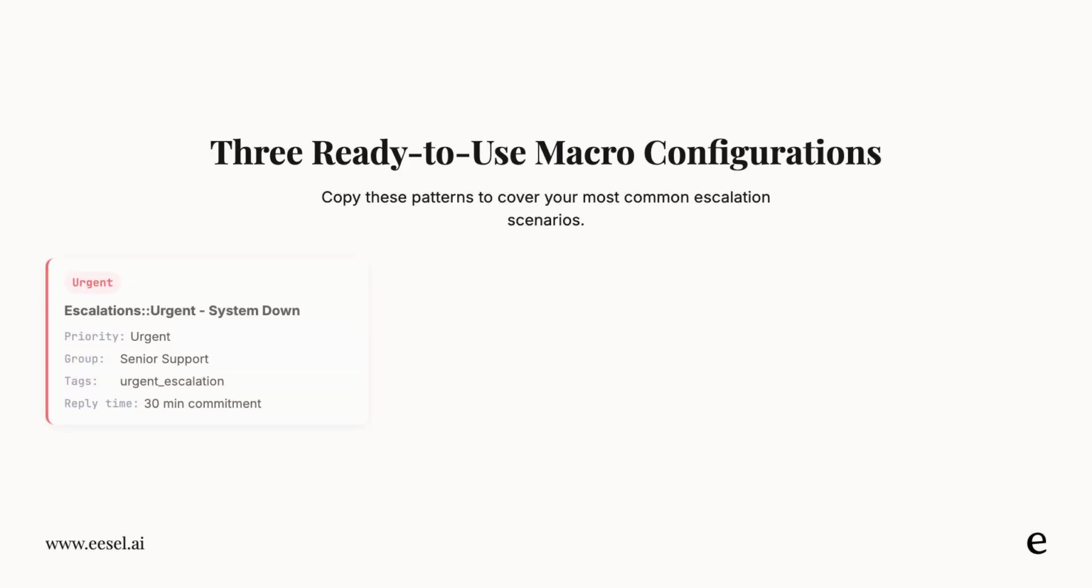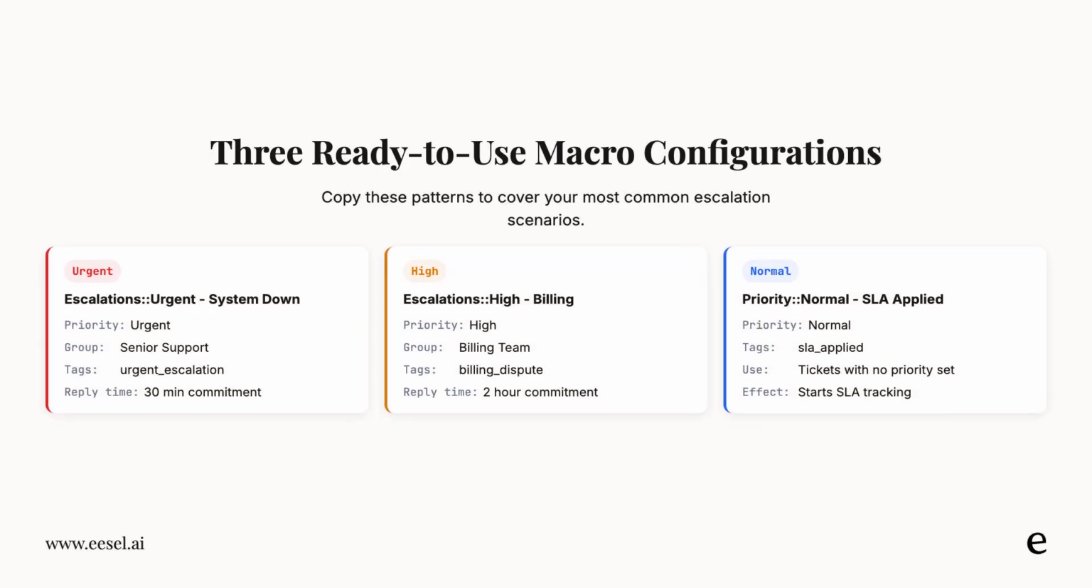Here are 3 configurations you can use right away. An urgent escalation macro for critical system failures routes to senior support with a 30-minute commitment. A billing macro marks issues as high and sends them to your billing team with a 2-hour window. A normal SLA macro fixes tickets that arrived with no priority set, starting the SLA clock immediately.